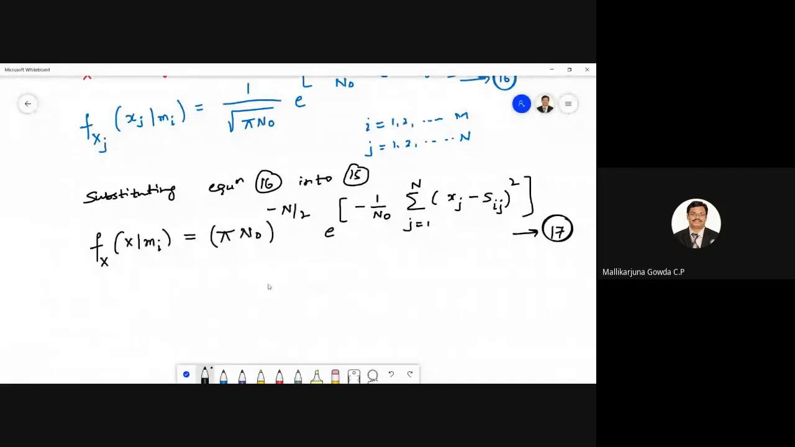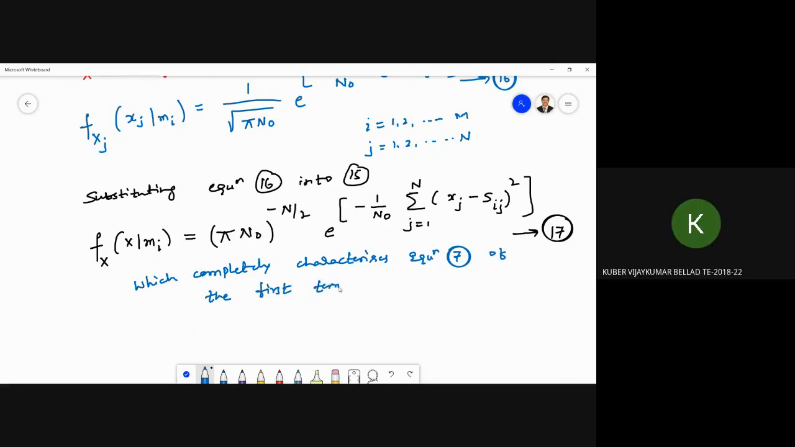So what is that equation 7? Any one of you can say, equation 7, I'm talking about. What is that equation 7? Be fast, at least you should be able to support me. If you are taking notes continuously, you will be able to tell what it is. I said this equation completely characterizes equation 7. May I know what is that equation 7? Equation 7, the first term. Anyone of you can say what is that equation?